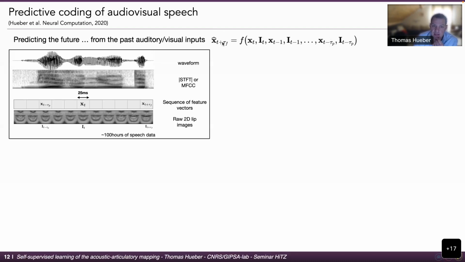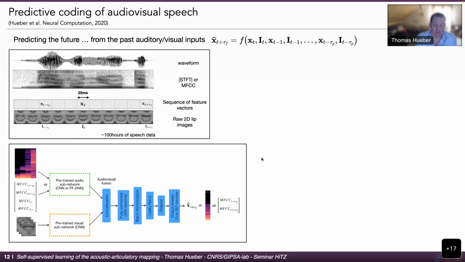So x stands for the audio observations, and we also integrate information about the lips: the image of the lips at time t or previous images of the lips. So we are modeling multimodal speech data, audiovisual speech data. And so we train a model. F is modeled by a deep neural network. Of course, we have tried different architectures, from DNN up to recurrent neural networks. We learned this mapping function on a large dataset of more or less 100 hours of speech data.